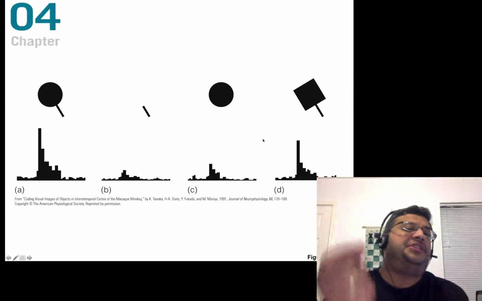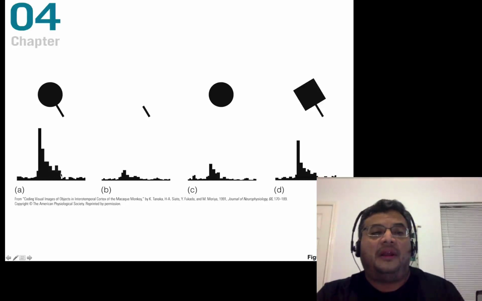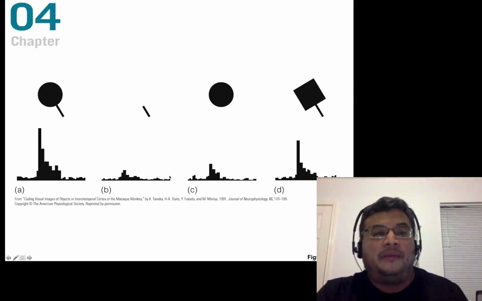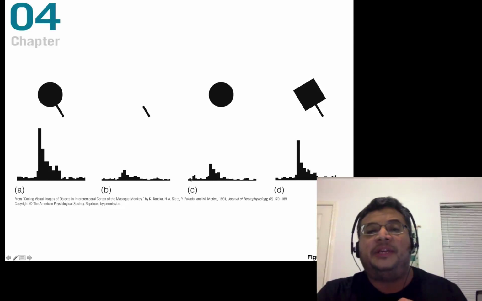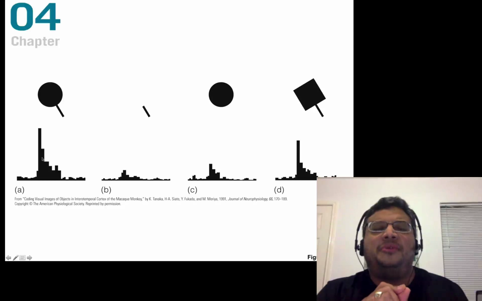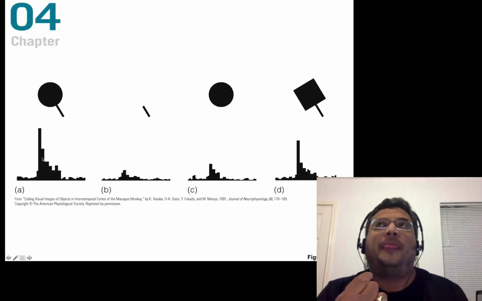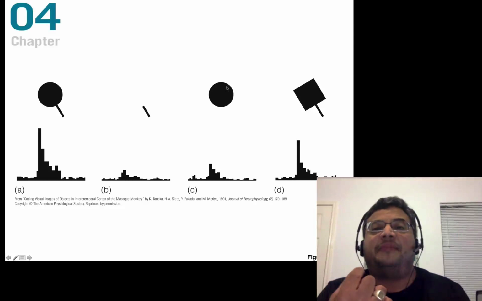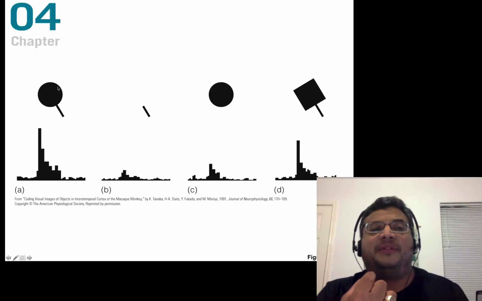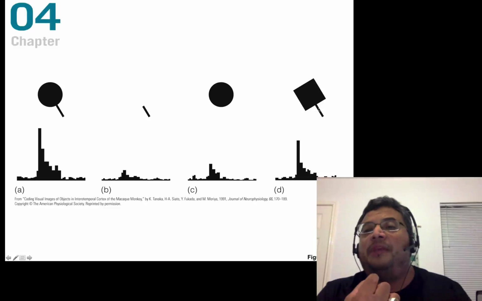The take-home message here is that this neuron, and this is recording from one neuron in the inferotemporal cortex of macaque monkeys, this one neuron is very sensitive to just this type of stimulus here. Basically, this complex stimulus that involves a large area with an appendage on it.